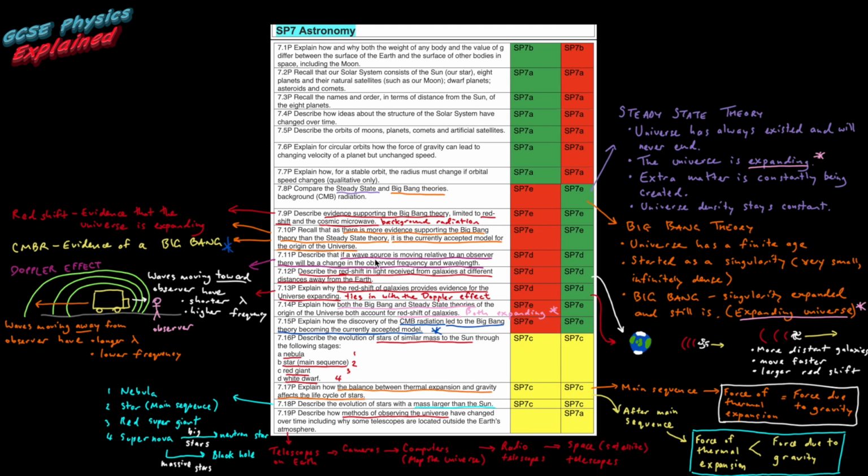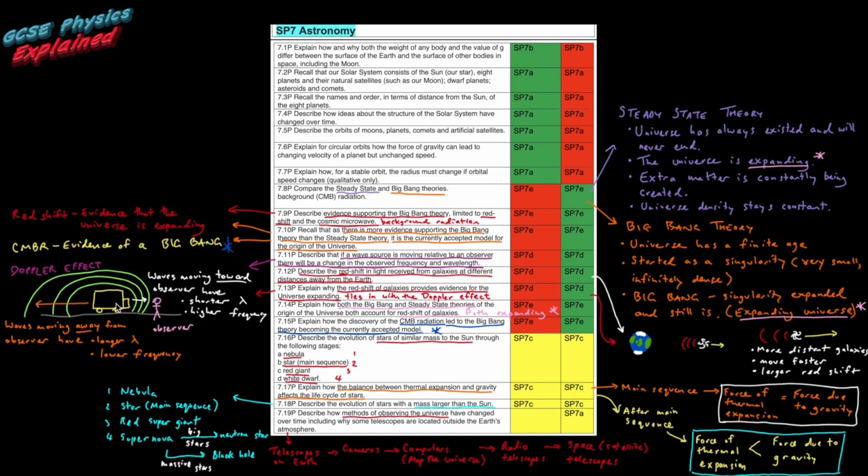Describe that if a wave source is moving relative to an observer, there will be a change in the observed frequency and wavelength. They're talking about the Doppler effect. So if this object, which is a van, is coming towards this observer, let's say it was an ambulance, as the sirens are blaring, the front end of the noise is getting squashed together and the back part of the noise is getting spread out.